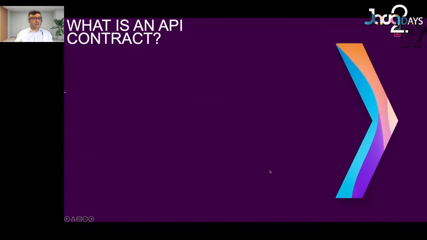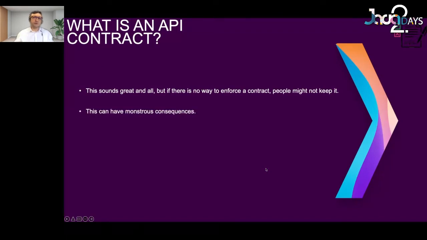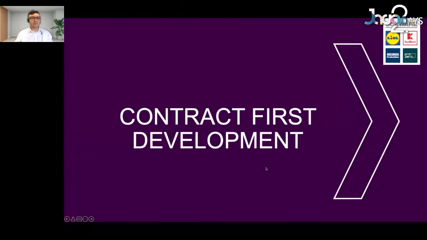So that sounds great and all, but there is no way to enforce a contract. People might not keep it. And this can have some monstrous consequences, APIs not being able to talk to each other, etc. If only there was a way and relevant tools to change this. And this is where contract-first development and contract testing and validation come in.